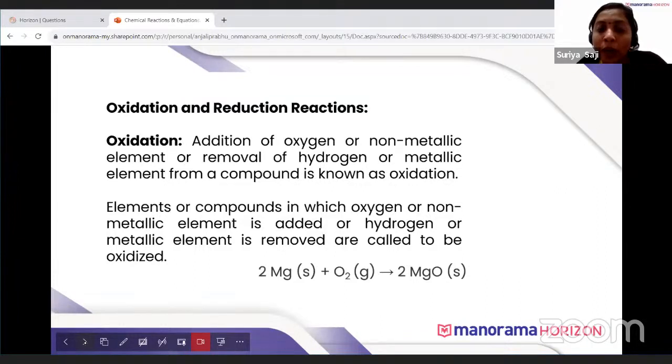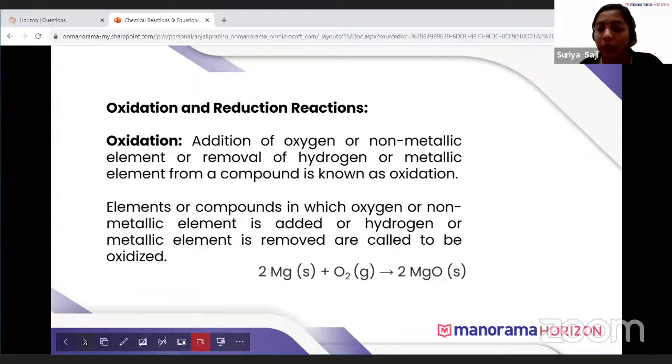So we will call it like this: magnesium is oxidized to magnesium oxide. That is an oxidation reaction. Now remember this: addition of oxygen or a non-metallic element, or removing hydrogen or a metallic element from a compound, we call oxidation. And the substance which undergoes oxidation, we call a reducing agent.